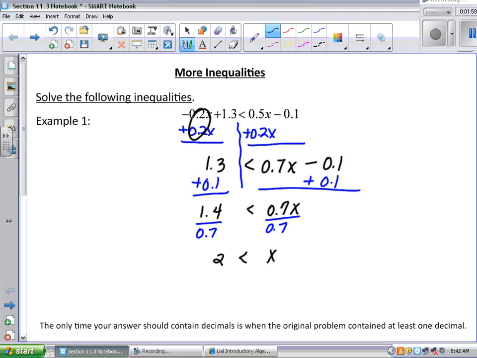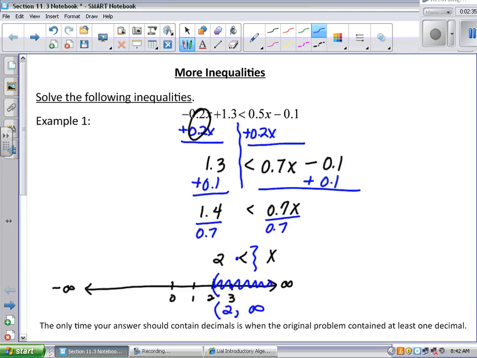Now when we solve our inequalities, we still need to do our number line. Negative infinity to infinity. And I've got to look at my inequality. 2 is less than x. 2 is on the little side, so x is on the big side. The big side always goes to the right, so we're going to the right of 2. And at 2, we're going to use a parenthesis because it's strictly less than. So I have a parenthesis at 2, comma, I go out to infinity, and always with infinity, I use a parenthesis.